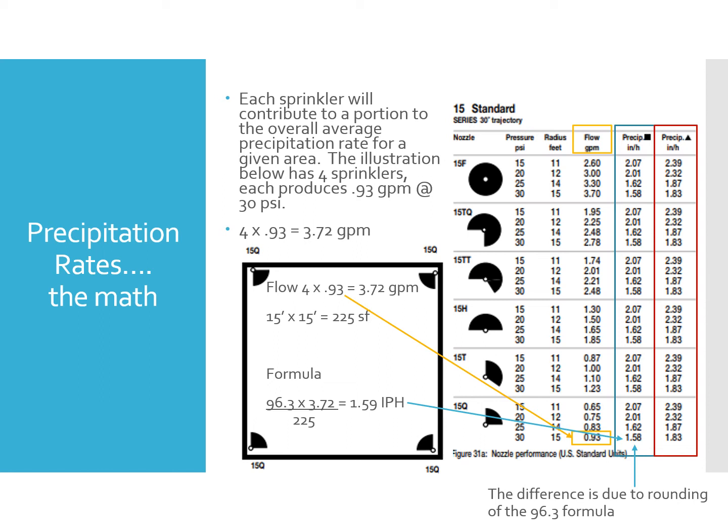The chart here has 1.58, and the reason why it's not exactly perfect is that in this book, and a lot of designers, will use the formula that's actually 96.25 instead of 96.3. 96.3 is just rounding it off. So that's why our number is super close, but not exactly perfect. So if you want to do the formulas on your own and then check your work, the catalog is a good place to do that.